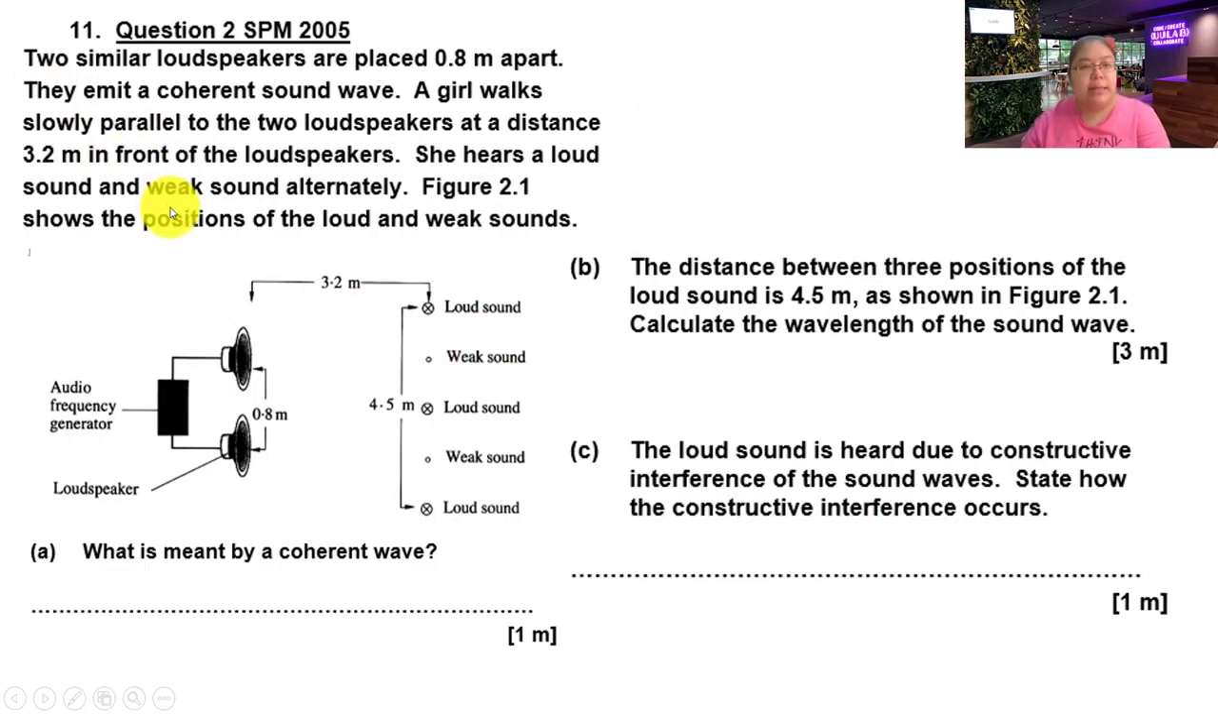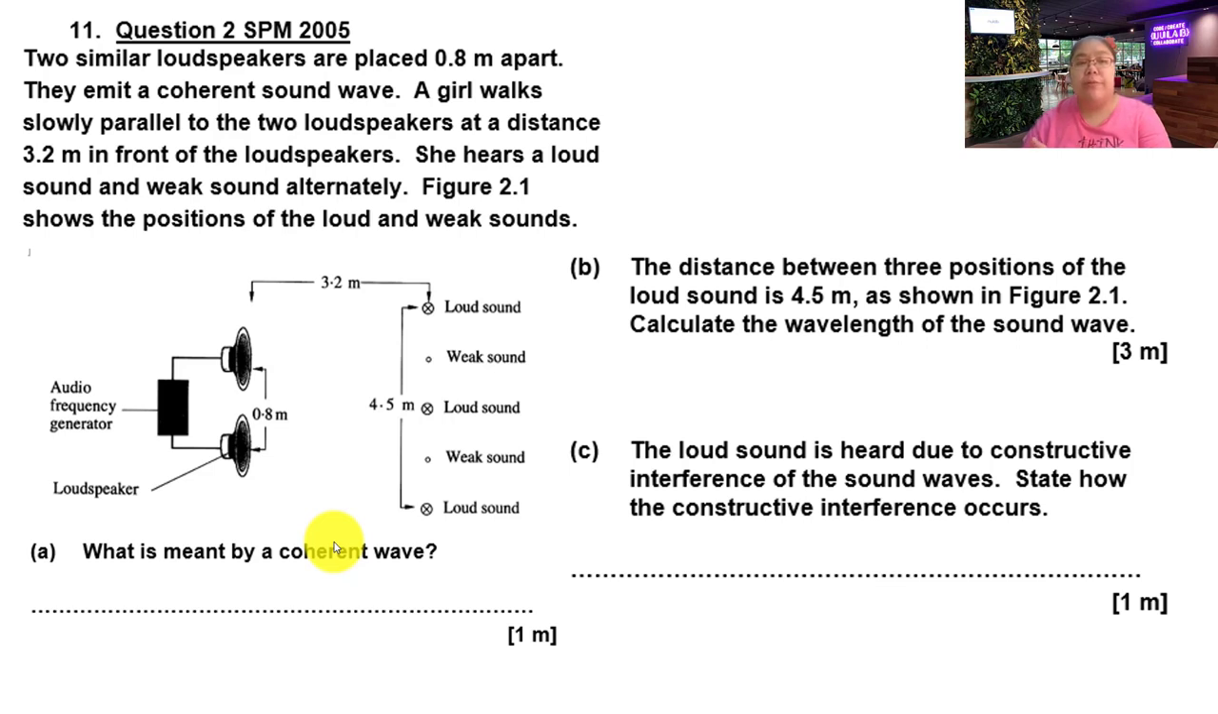Okay, 11, again, there is a sound wave. Loudspeaker 0.8, so 0.8 should be a. Emitted coherent sound waves. A girl walks slowly parallel to the two loudspeakers at a distance of 3.2, so 3.2 should be D. Now you hear louder sound and weak sound alternately. The diagram shows 4.5, here suppose we have two wavelengths, because louder to the next louder. Now we go to answer what is a coherent wave. Coherent waves mean they have the same phase.